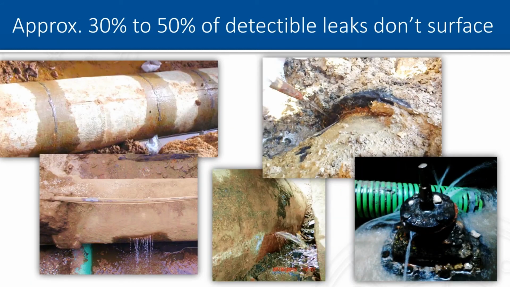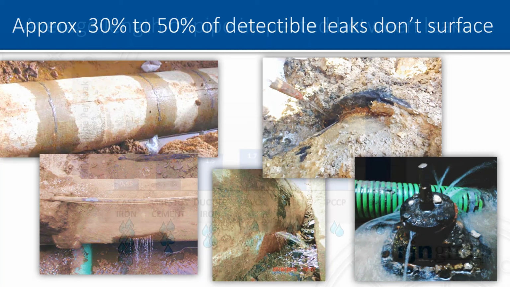A lot of the anecdotal evidence from different utilities we've worked with is approximately 30 to 50% of detectable leaks don't surface. Each one of these pictures are leaks that were found using inline leak detection because they were not surfacing and they could not be heard with correlators.